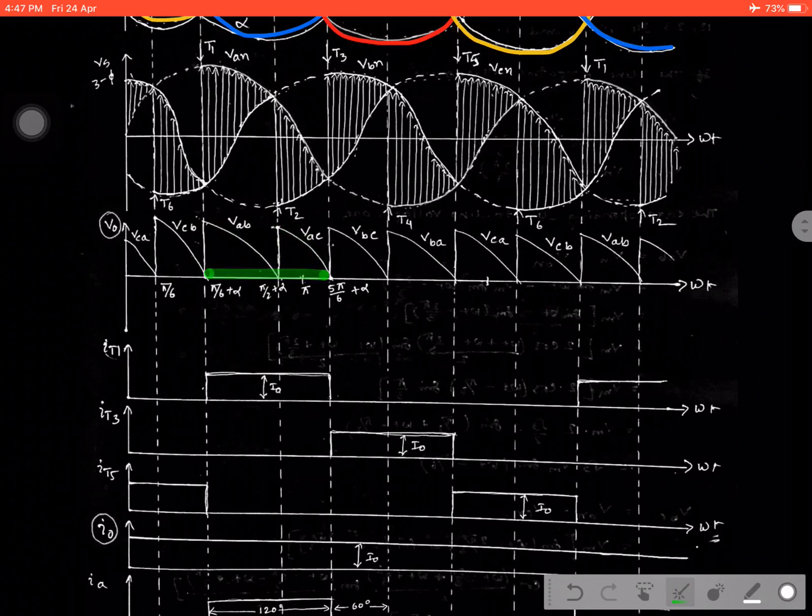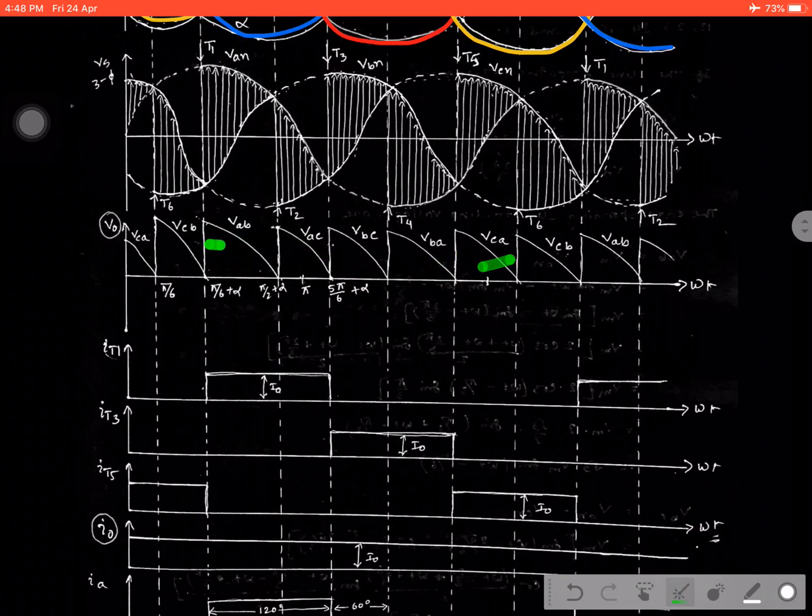Similarly, in case of B, the current starts flowing from B phase to C phase and B phase to A phase. Similarly, the current starts flowing from C phase to A phase and C phase to B phase. So that is why VAN is applicable here, and VAC is applicable. Again VBA and VCA.